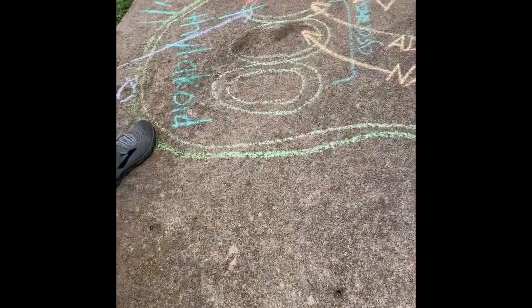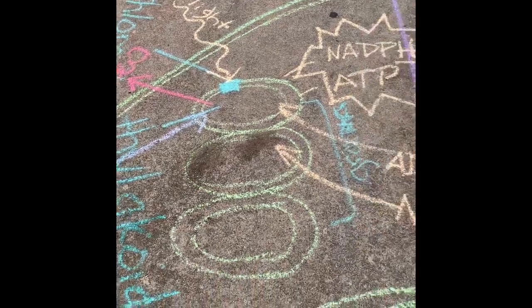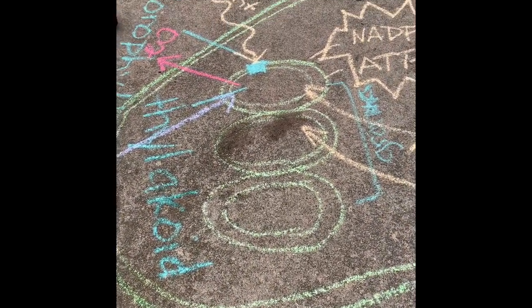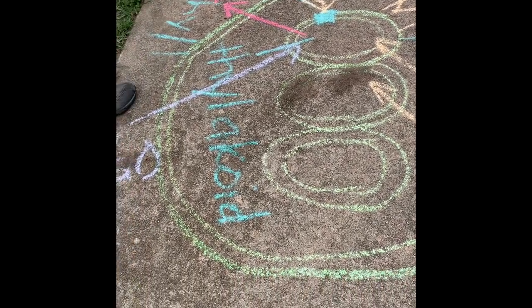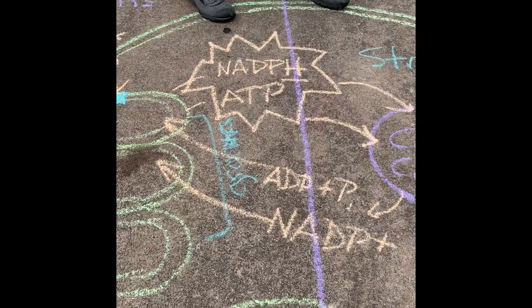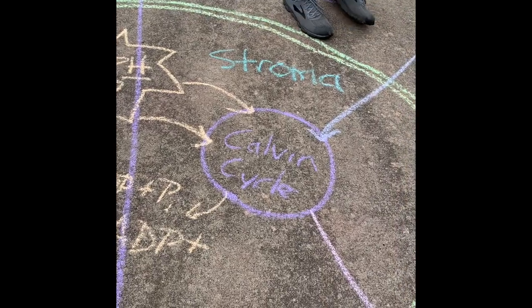Summary, we got light dependent reactions. They depend on the light. Oh, I forgot to mark off, well, we'll do it in a second. They depend on the light, so they take the light, they take the water, they split it into oxygen, they donate those hydrogens to NADPH along with ATP. They get donated to the Calvin cycle, okay, which takes place in the stroma.